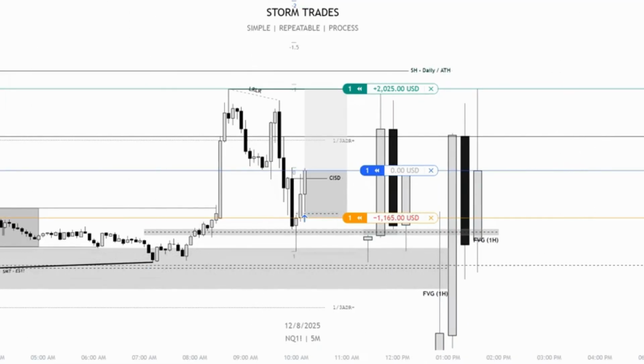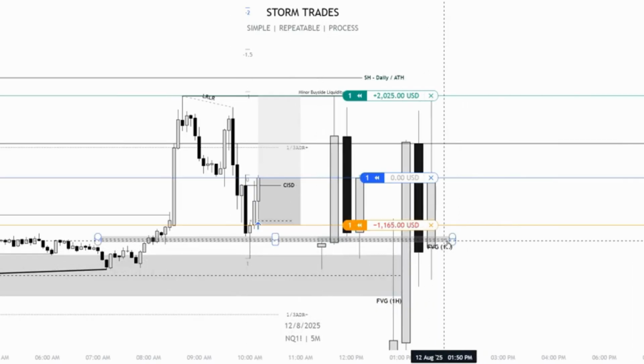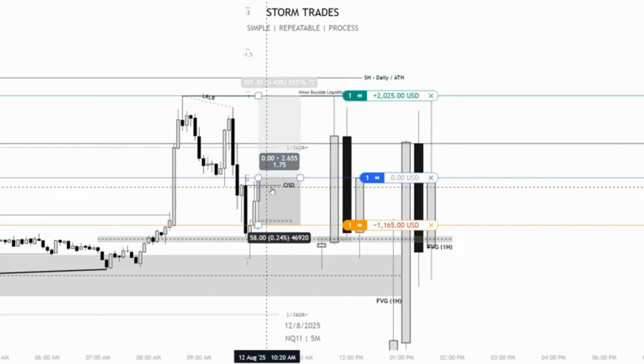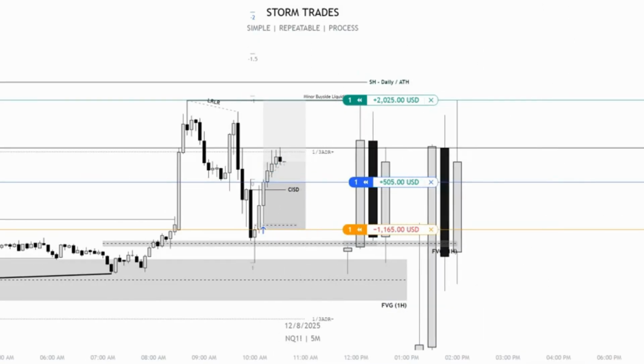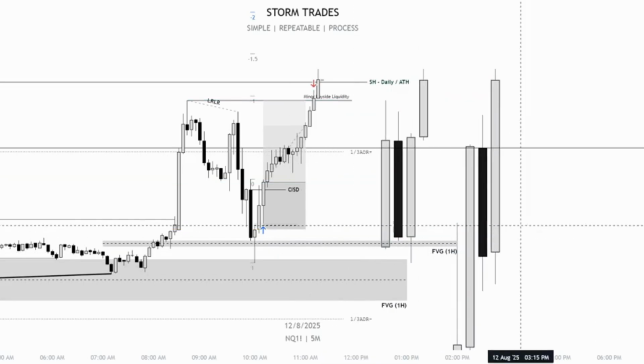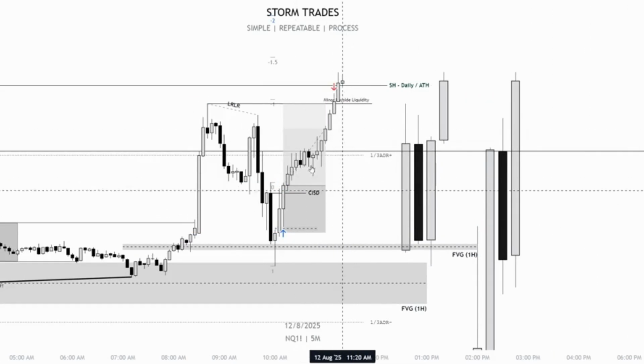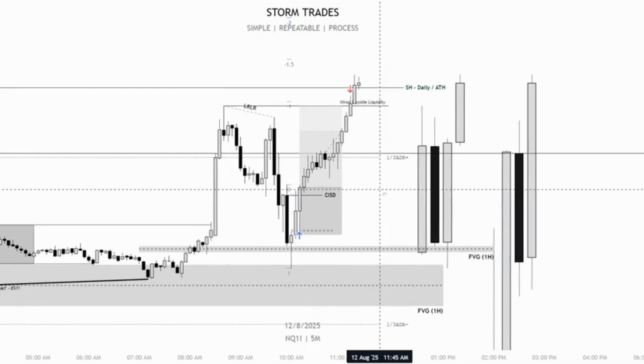SMT on the hourly, I like that. Enter into an hourly POI, close above this change in state of delivery, enter right there, and let's move price forward, and we just go right to take profit. Boom. About a 1.7. I got basically 1.7 on this trade.